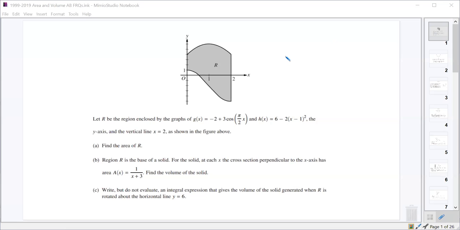Okay, so we've got a function g of x, which is 2 plus 3 cosine pi over 2x, and h of x, which is 6 minus 2 times x minus 1 squared. You'll have to figure out which one of those is which.